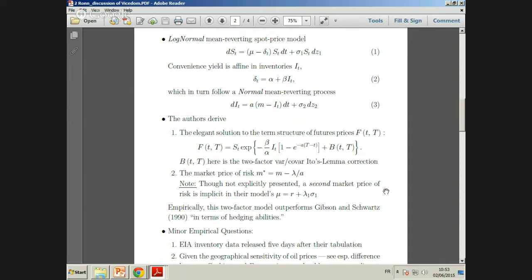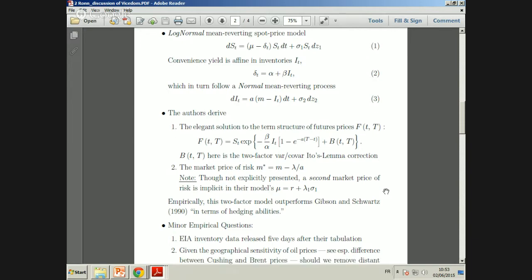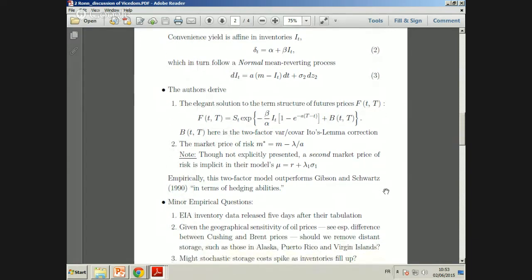He did not explicitly address this, but there's a second market price of risk, which is the one for the futures price itself, relative, of course, to the expected spot price. And as Sebastian indeed pointed out, the model outperforms Gibson and Schwartz, another two-factor model, in terms of hedging capabilities.